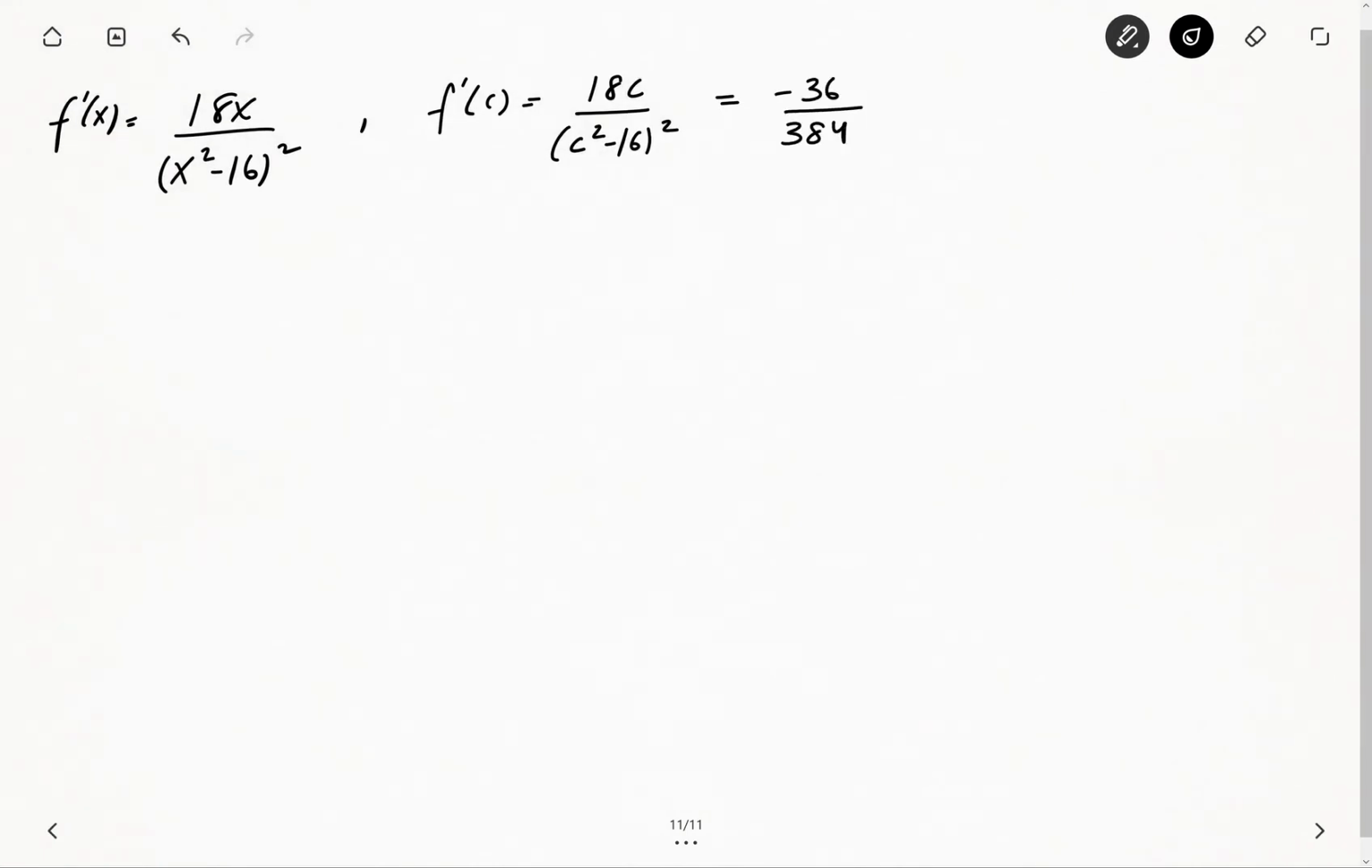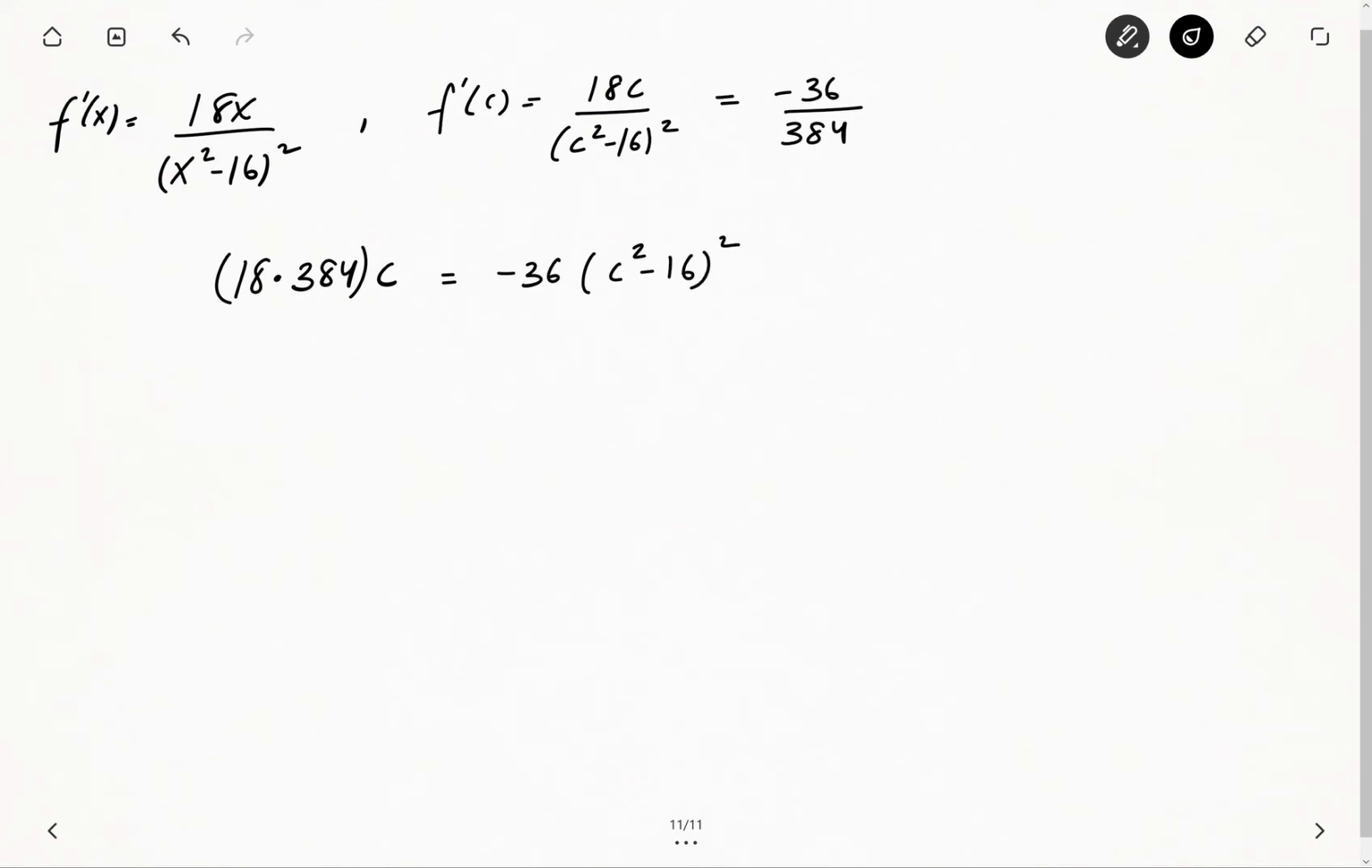Now this is the point of realization right here. When you're trying to find that value, let's see if you can actually solve for it. It's going to get very ugly, but we're just going to take it. If you cross multiply and solve for c from this equation, you get 18 times 384 c, that must be equal to negative 36 times c squared minus 16 whole squared.